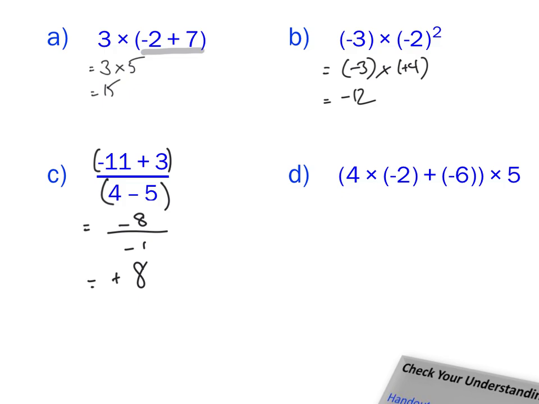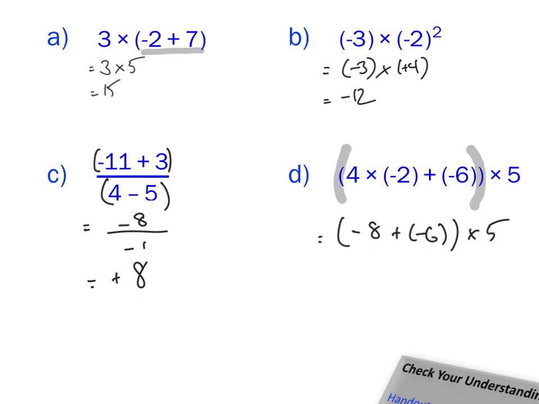Next one. For this next one, I want you to consider this. This is one big bracket here and one big bracket here. These numbers are in brackets, but that's not really like a bracket. These brackets here are telling us to do everything here and then multiply by 5. So I've kind of given you a little bit of a spoiler. We're doing this first, and then we're going to multiply by 5. But there are 2 things to do in here. We're multiplying and we're adding. What comes first? Why is there brackets? Multiplying. So we're going to do that multiplying. What's 4 times negative 2? So it's negative 8 plus negative 6 times 5.